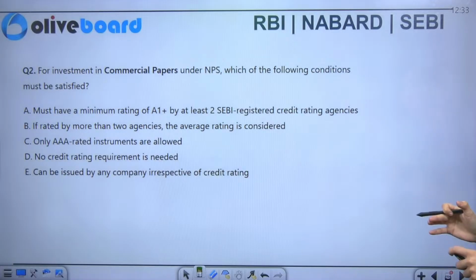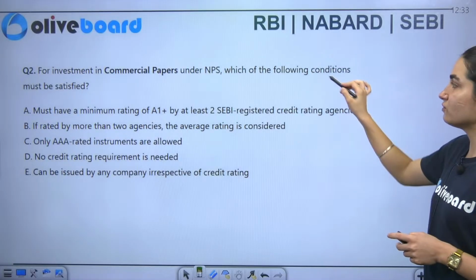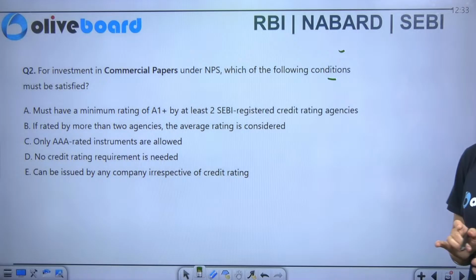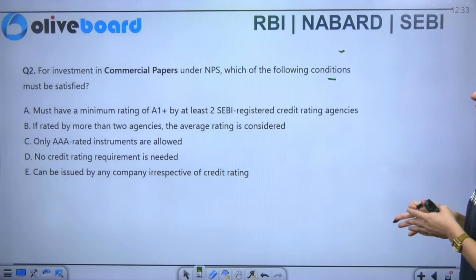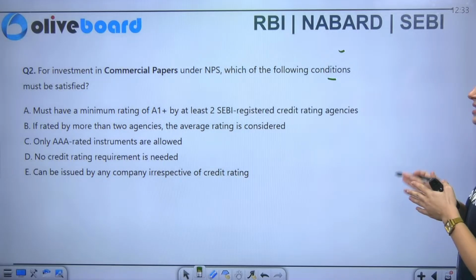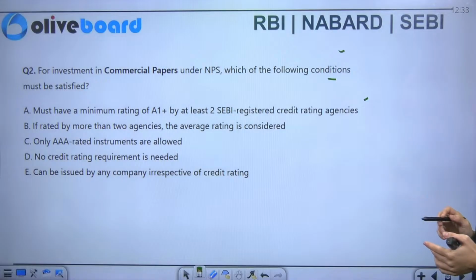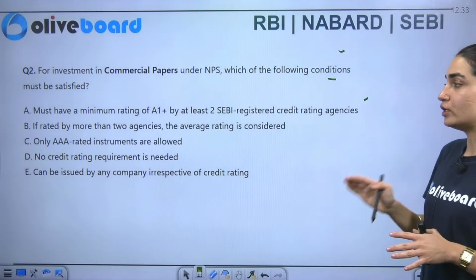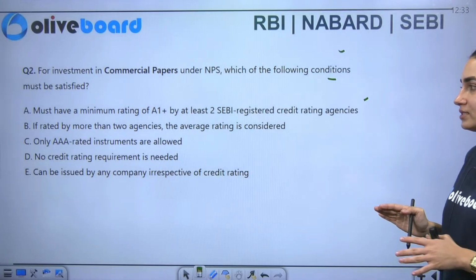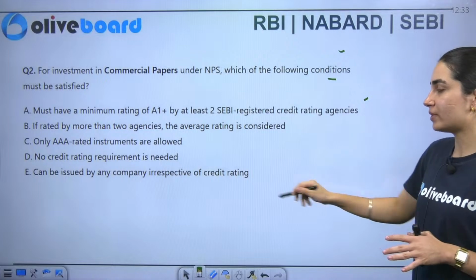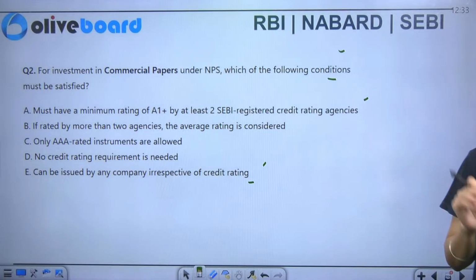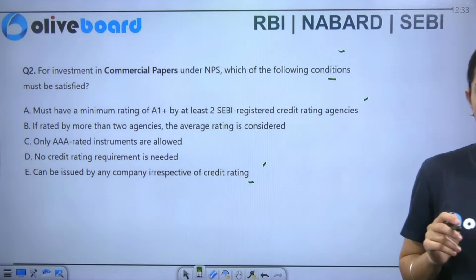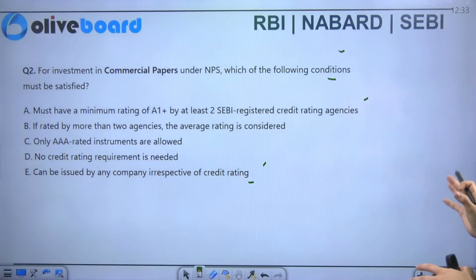For the investment in commercial papers under NPS, which of the following conditions must be satisfied? Must have a minimum rating of A1 plus by at least 2 SEBI registered credit rating agencies. If rated by more than 2 agencies, the average rating is considered. Only AAA rated instruments are allowed. No credit rating requirement is needed. Can be issued by any company irrespective of the credit rating. Again, tell me, which one is the correct answer? Is it A, B, C, D, E?